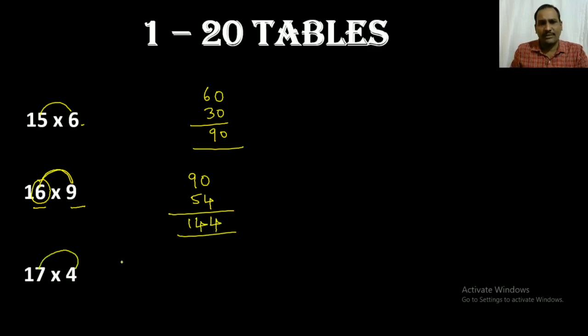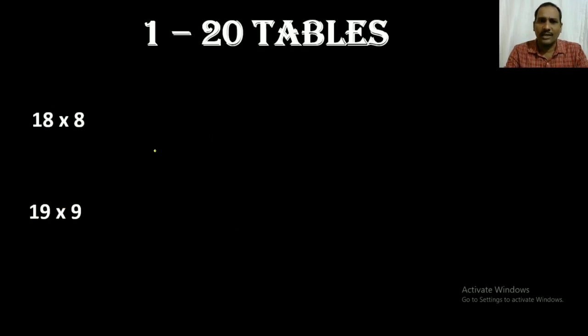17 into 4... 4 into 7, that is 28. Before that we have to write 4 as 40. So 40 plus 28, that is 68. Now no need of doing it by using a pen. You can do it directly without using the pen. So if you want, let us try this. 18 into 8. So 8 we will write as 80 and 8 into 8, 64. So 80 plus 64, that is 144.